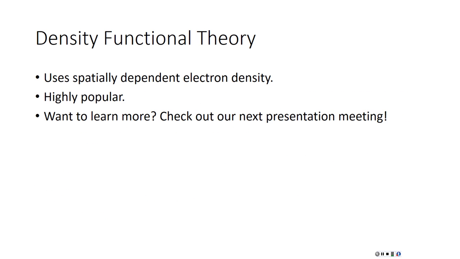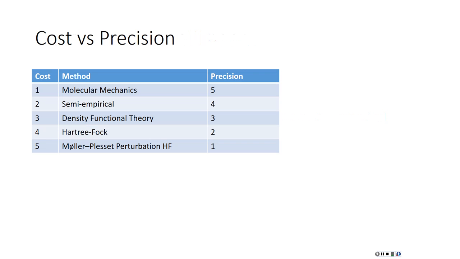Finally, there's going to be DFT, which I'm going to mostly skip over here because we'll be learning about that in the next section of our class. So if you're a guest, feel free to stop by the next presentation to get all you want and more. In conclusion, the methods that are best in computational cost are going to rank worst in precision.